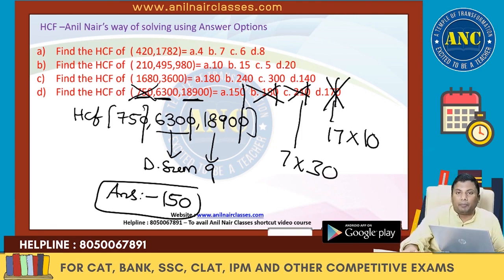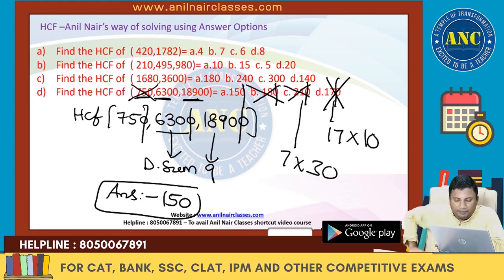Again I am repeating. 750, 6300, 18,900. I removed the 0 at the end of each number. If I look at option B, 180. 180 digital sum is 9. 6,300 digital sum is 9. 18,900 digital sum is 9. 750 digital sum is not 9.